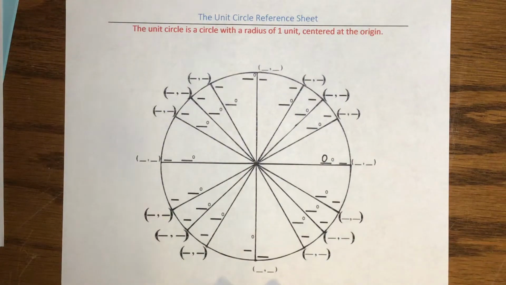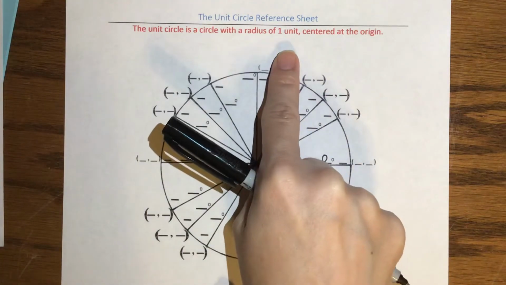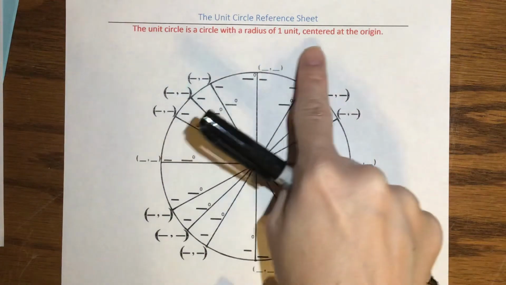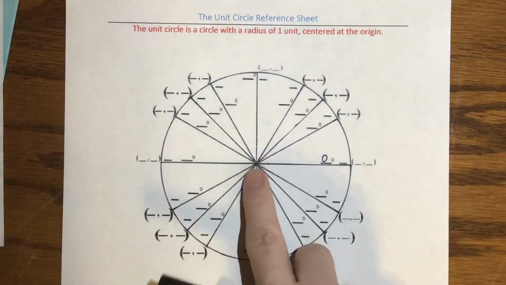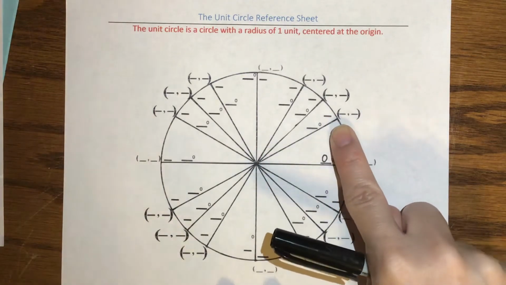Okay? And actually, I just realized I need to back up a step. I need to define the unit circle. It's a circle with a radius of 1 unit, hence the word unit circle, centered at the origin. So this distance here is 1. That distance there is 1, because it's a radius.